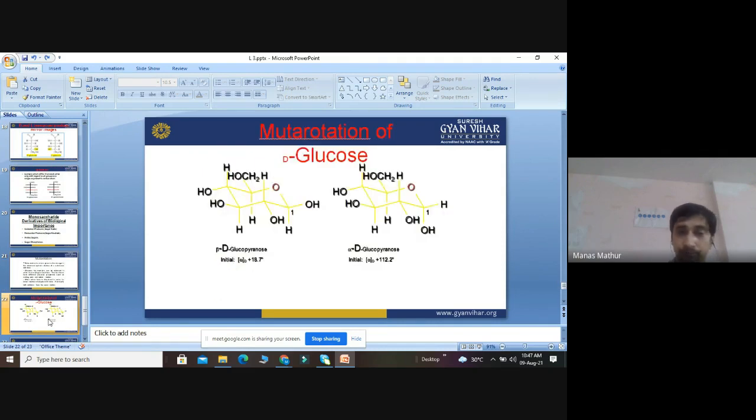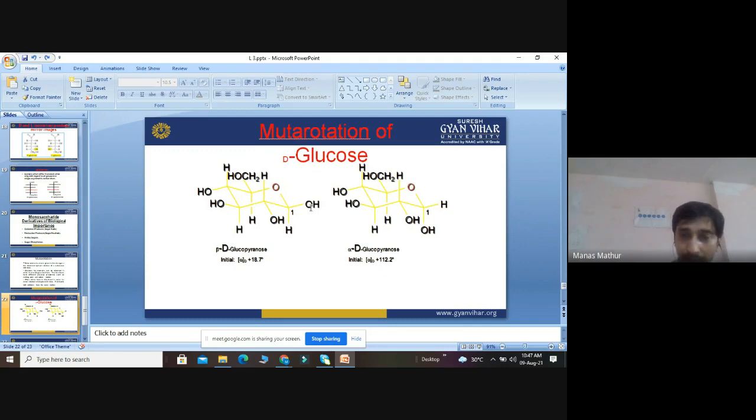Then see this diagram. In this diagram, all positions are changed. It is exactly the same, but one is alpha D-glucopyranose, another is beta D-glucopyranose. Here O, here H. So what we have done here is transfer this oxygen from this position to this position. In the alpha form and the beta form, what is the difference? The difference is just in the optical rotation of this molecule.